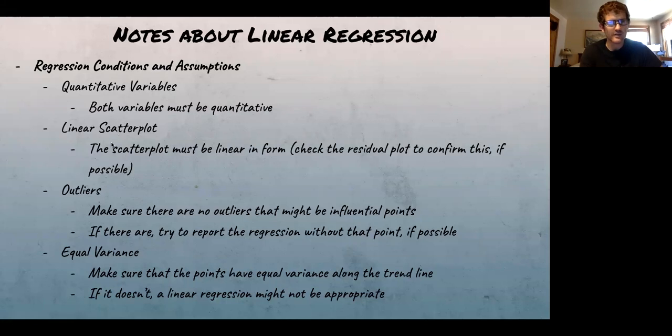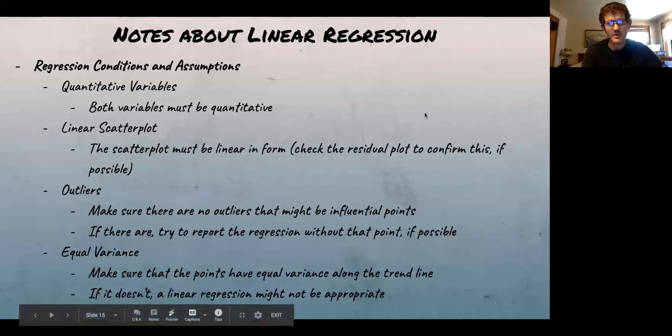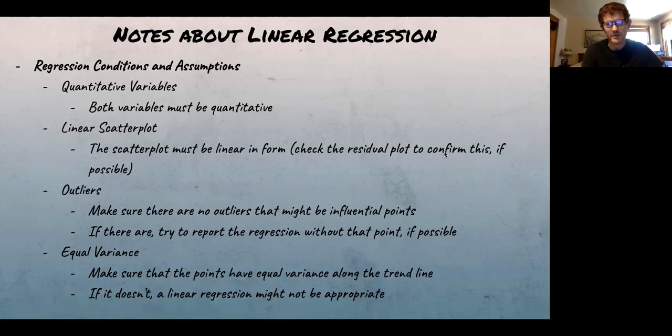Is it quantitative? Is it linear? Do I have outliers? Is there equal variance in my residual plot? And the one thing I'll add to this is make sure you check your scatter plot for linear form. In a problem like this where they ask if it's appropriate, they'll probably give you most of the information to work with, so you can check all your sources.